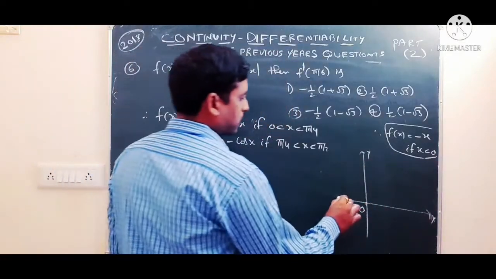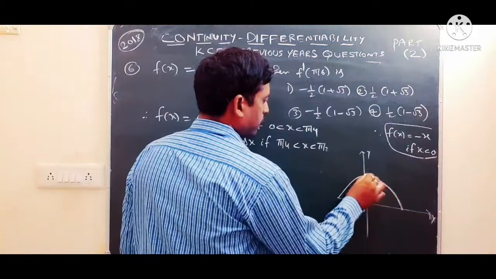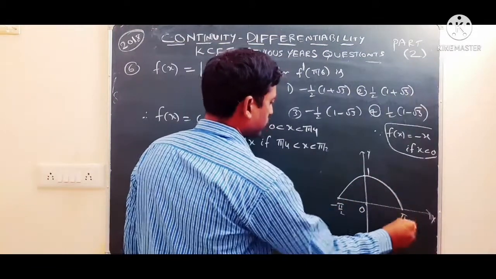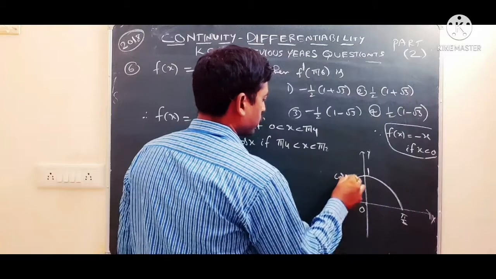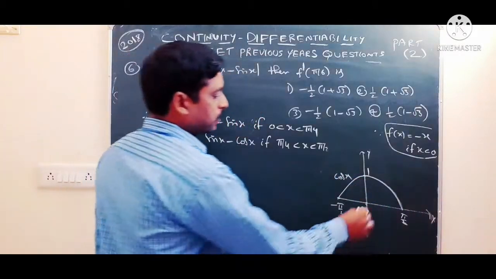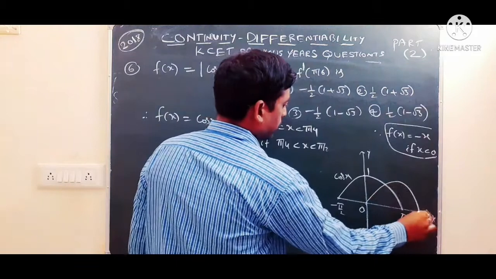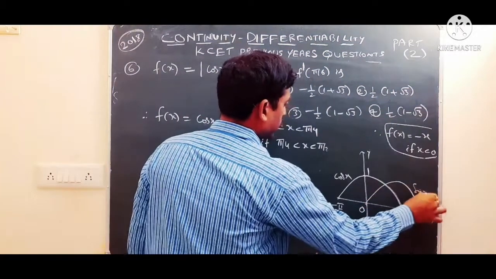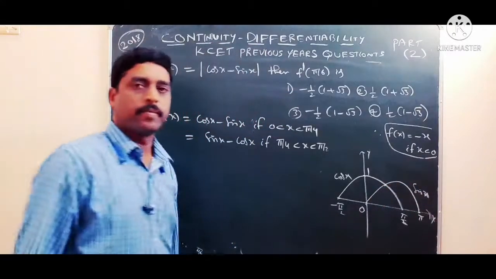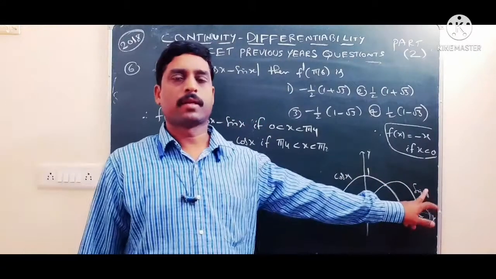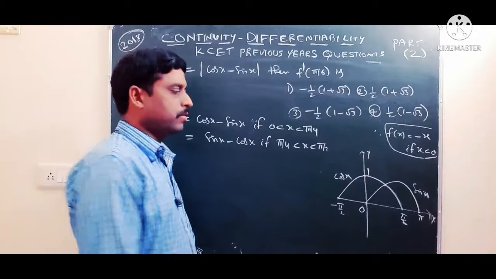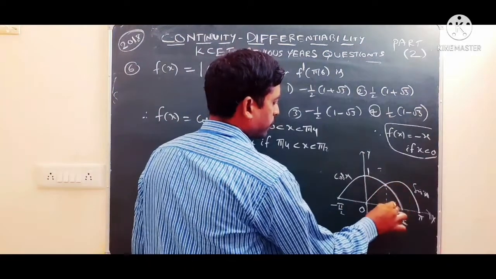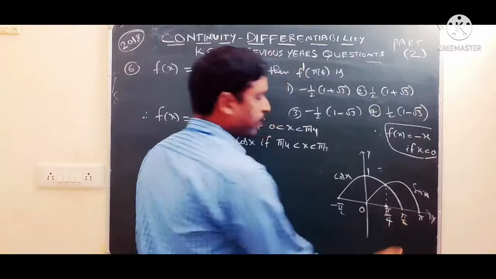Let us draw the cos x graph. This is the cos x. And the sin x is passing through the origin. This is the sin x. So what is the intersect point? If cos x is equal to sin x, tan x is equal to 1, x is equal to pi by 4. This point is pi by 4.